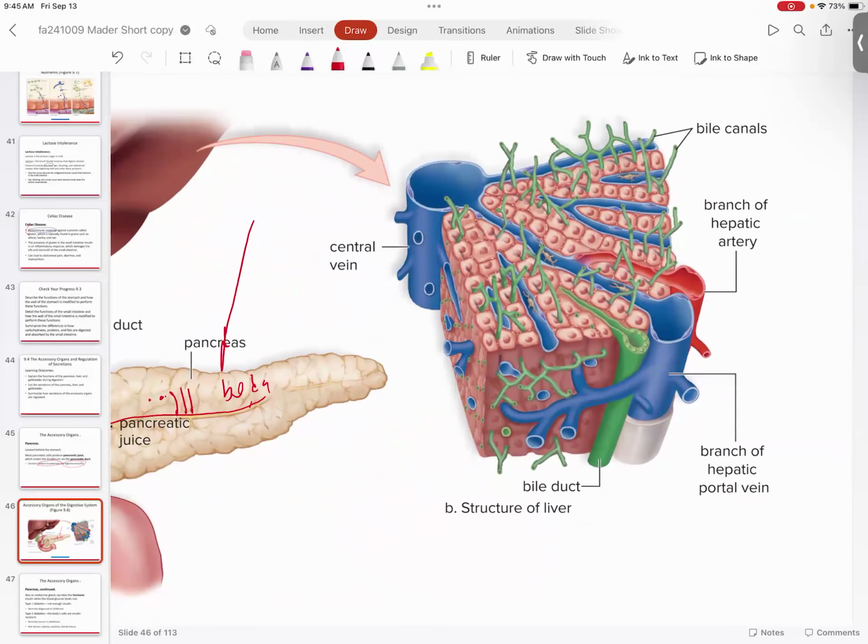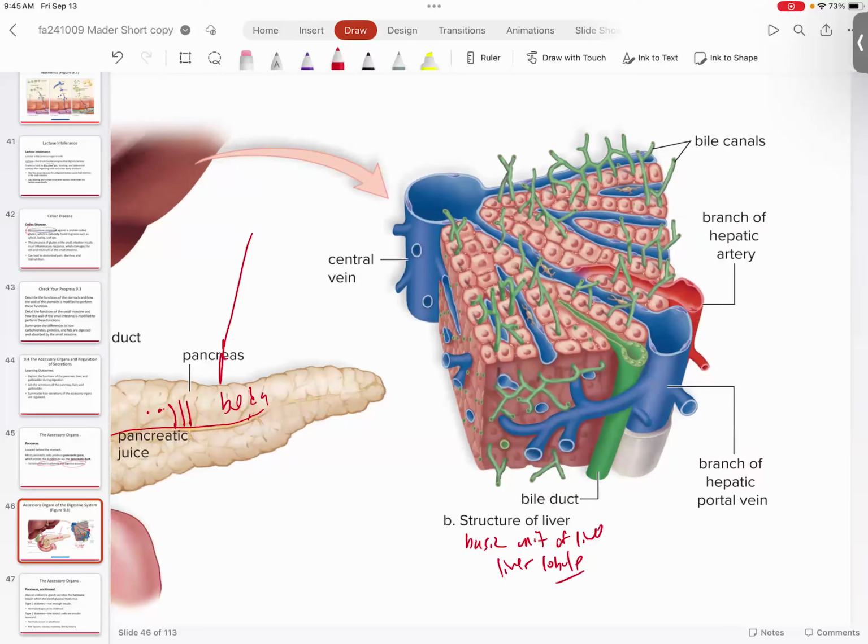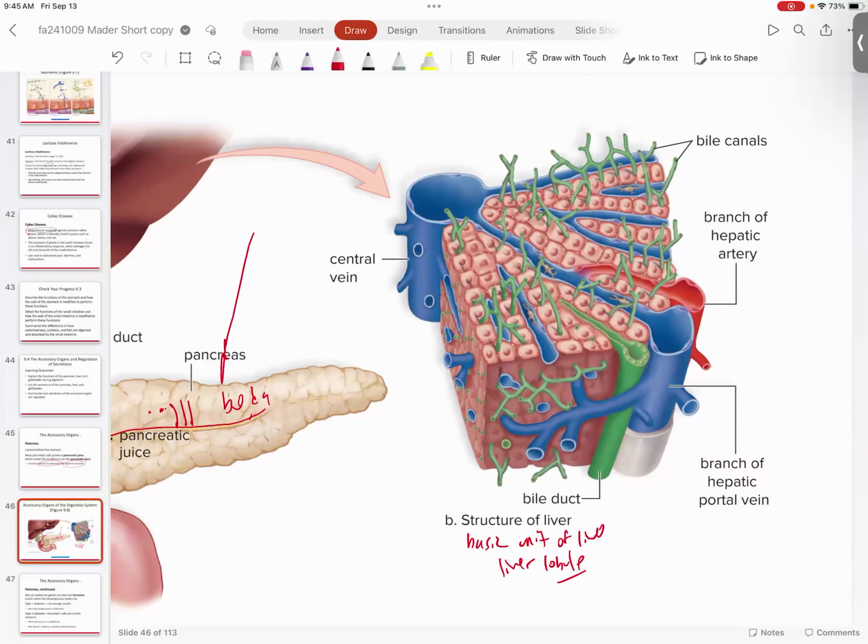So this right here is a cross section of the basic unit of the liver, and it's called a liver lobule. Generally speaking, whenever you absorb nutrients in your blood, it gets collected and moved to your liver so that your liver can metabolize it before it sends it out to the rest of the body. So that's what this piece is right here. These three are what's called the portal triad.